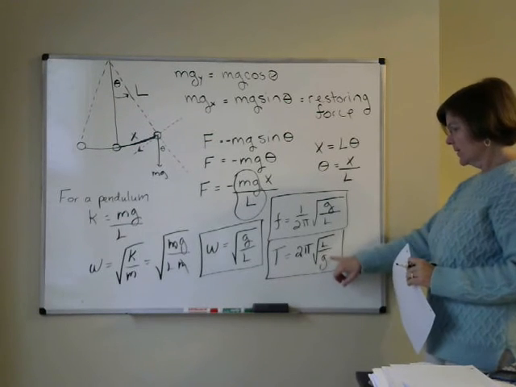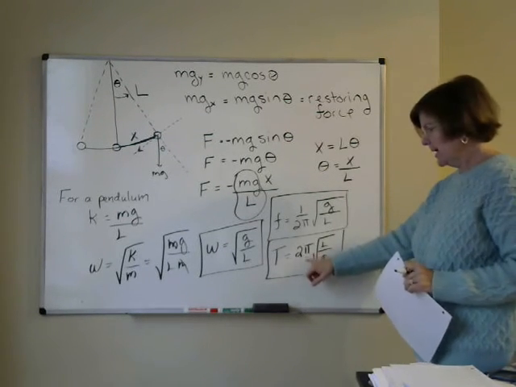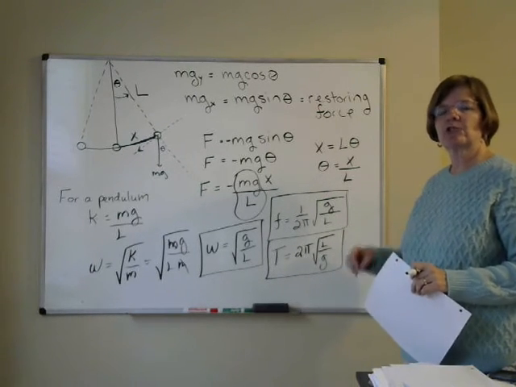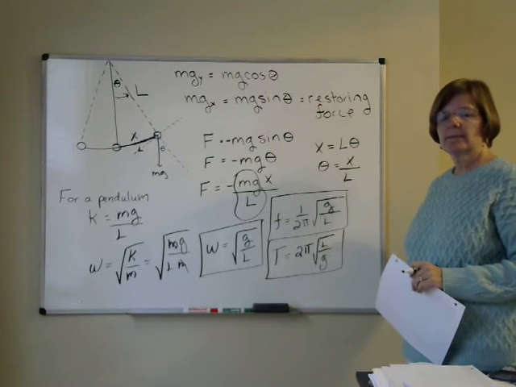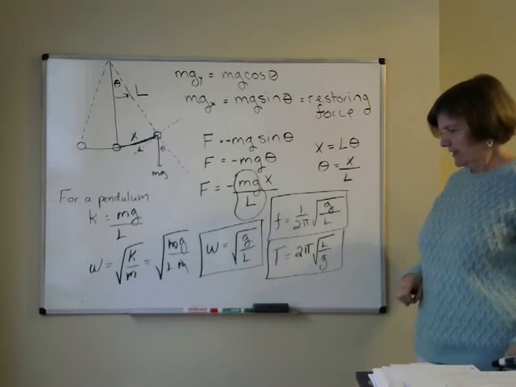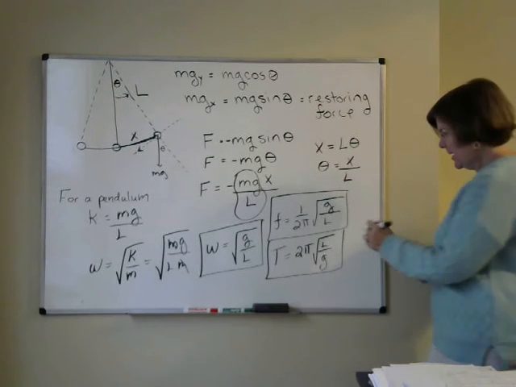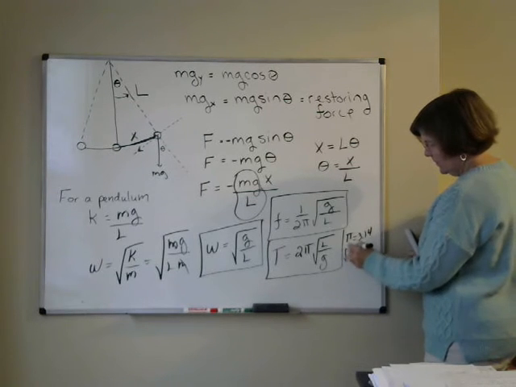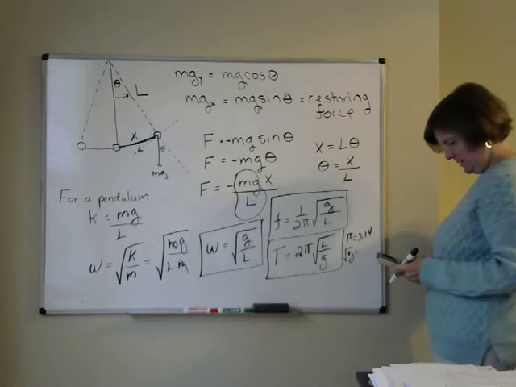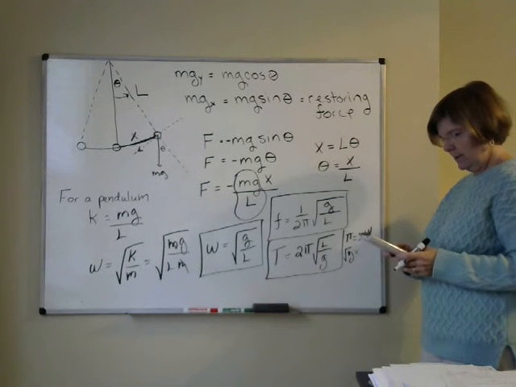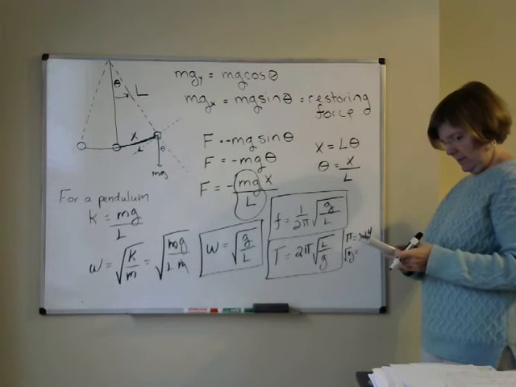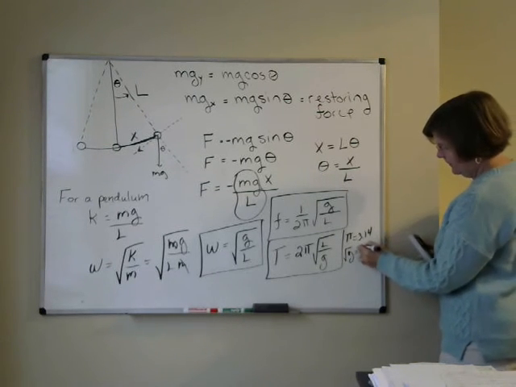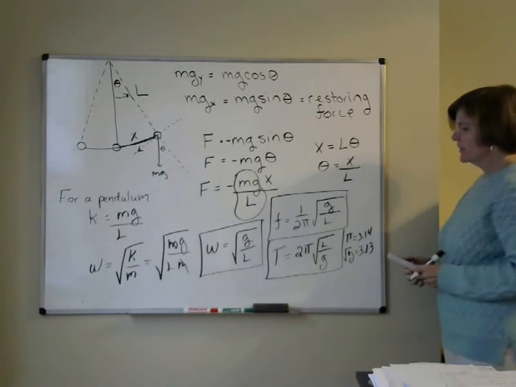Fun fact, the square root of g is almost equal to pi, so a lot of times here on Earth, people will use an approximation that the period is just 2 times the square root of the length. I can show you that too. If I do the square root, I know that pi is 3.14. The square root of g is 3.13.